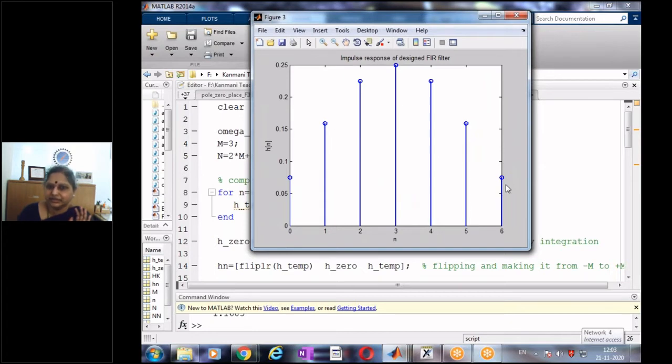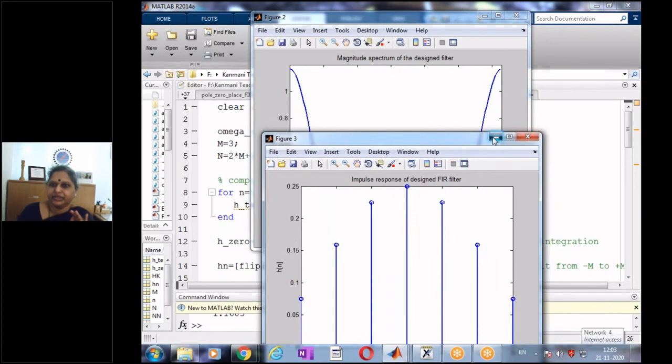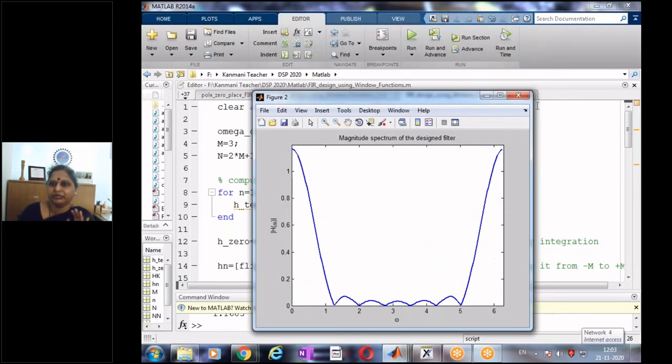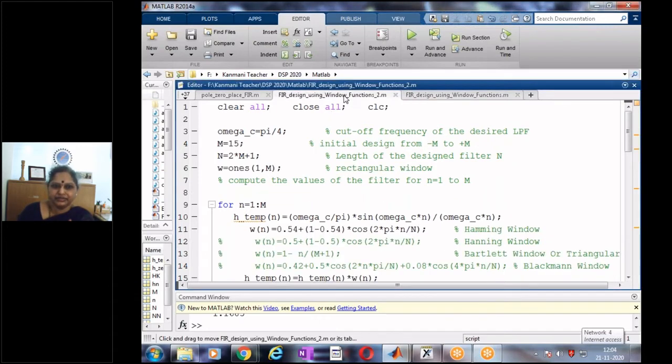And see. This is our designed filter h(n), that goes from 0 to 6, and this is my frequency response. I still have the overshoot, because I have not done the multiplication by the window function. So now I need to multiply by the window function. Let's introduce an additional line that does the multiplication.